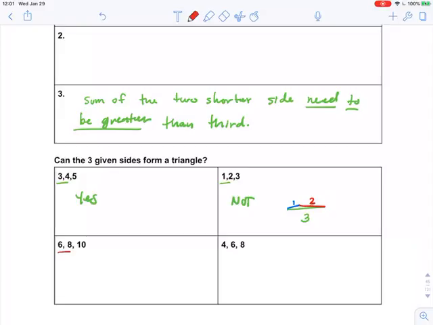Okay, 6, 8, and 10. 6 plus 8 is 14. It's bigger than 10, so this makes a triangle. It looks like this. If this is the 10, here's my 6 side length, and there's my 8 side length. And 6 plus 4 is 10. Is that bigger than 8? Yes. Here's my 8, here's my 6, and there's my 4. It'll look something like that.